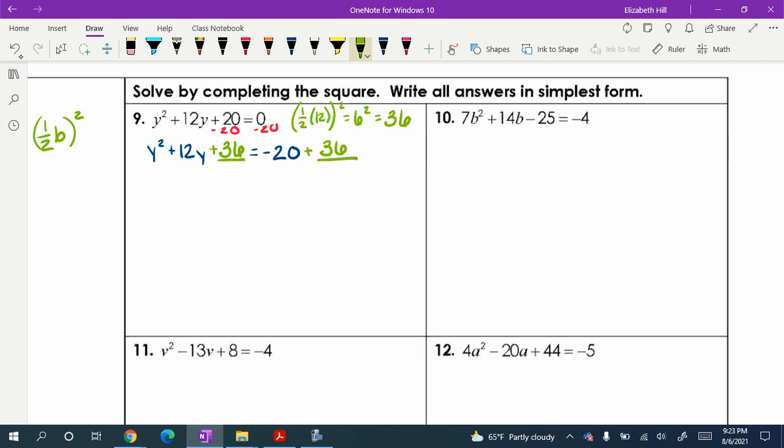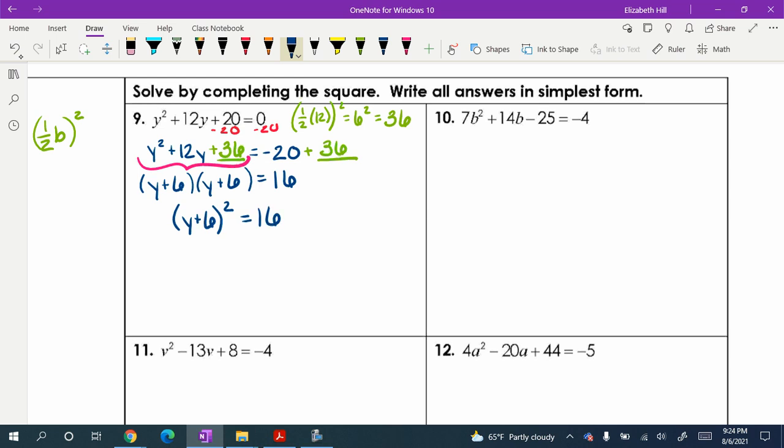Now, what this does is over here on the left-hand side, this creates a perfect squared trinomial, meaning that when I factor this out, I'm going to get y plus 6 and y plus 6. Those are identical to each other. Now, over on the right-hand side, negative 20 plus 36, that's going to give us 16. Over on the left, because that's a perfect square trinomial, I can rewrite this as the quantity of y plus 6 squared equals 16.